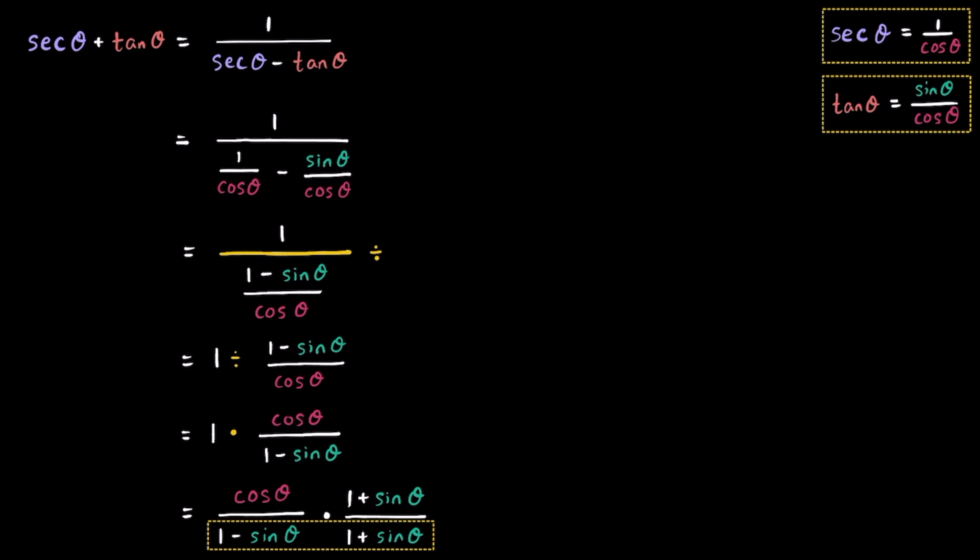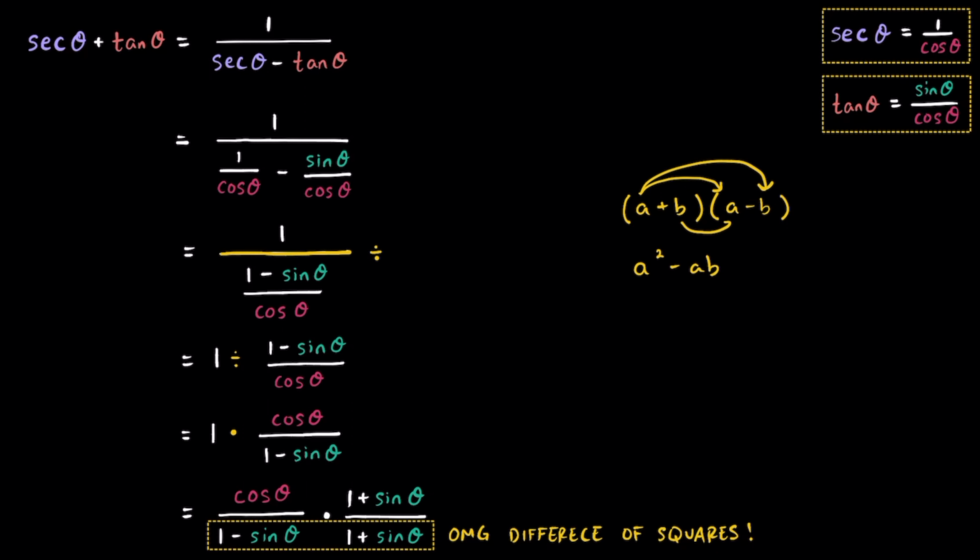And the reason why I think this might be helpful is because the denominator looks like this pattern of difference of squares from quadratics. Just a little refresher, if you multiply the quantity of a plus b times the quantity of a minus b, that's just really going to factor into a squared minus b squared. We can go ahead and use this pattern to help us with this 1 minus sine of theta times 1 plus sine of theta.